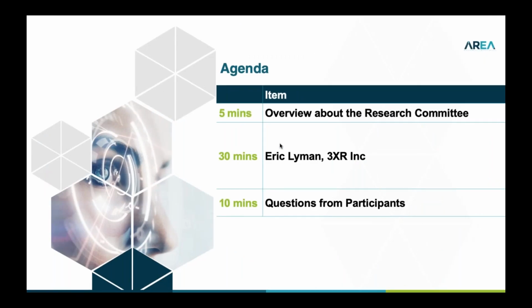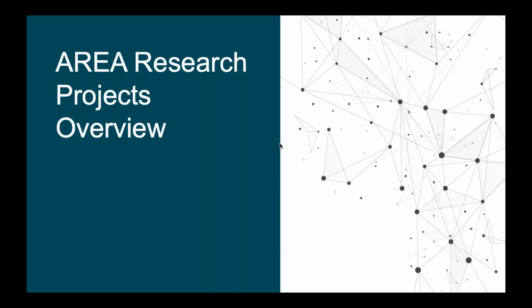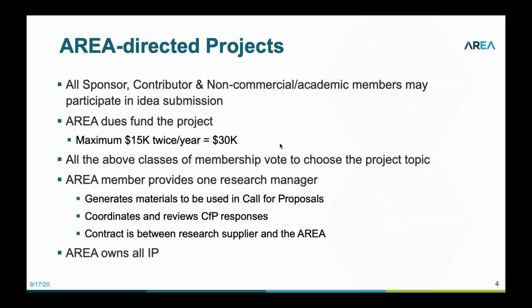So I'm just going to give you a couple of minutes about the research committee and how we've done these projects. Then I'll let Eric continue. The area research committee exists to run these projects twice a year. We solicit ideas from our members, kind of a ballot. We ask people to submit ideas in a form, and then we take all those ideas and pitch them to the membership.